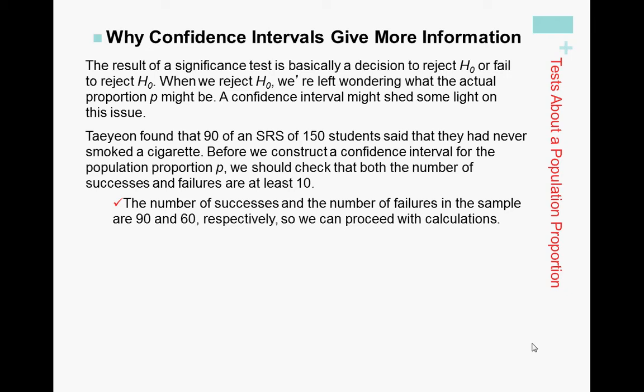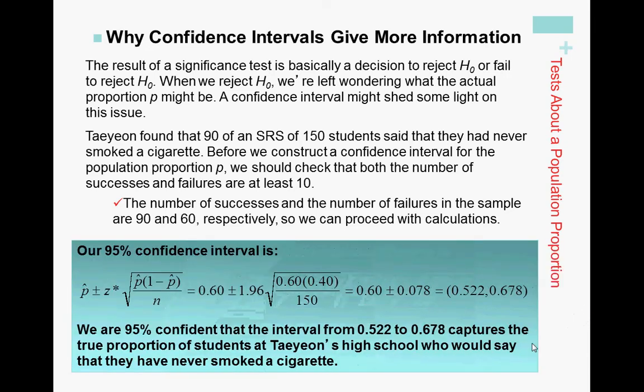So we're good. Here's our 95% confidence interval. We've got our p hat, our z-score for 95%. We use our p hat to get our standard deviation, and we get 0.522 to 0.678. So we can say we're 95% confident that the interval from 0.522 to 0.678 captures the true proportion of students at Tyon's high school who would say that they have never smoked a cigarette.